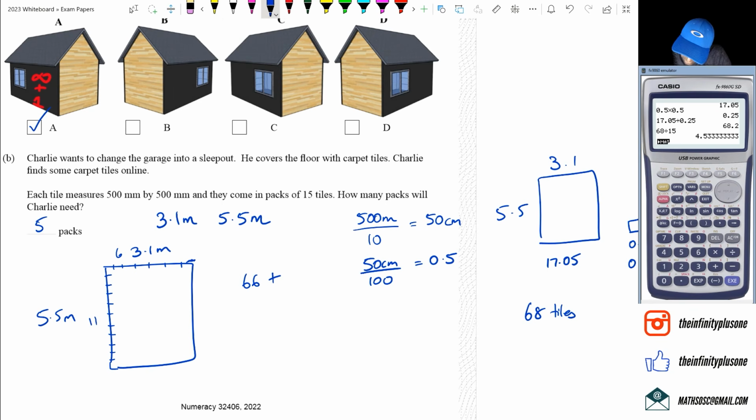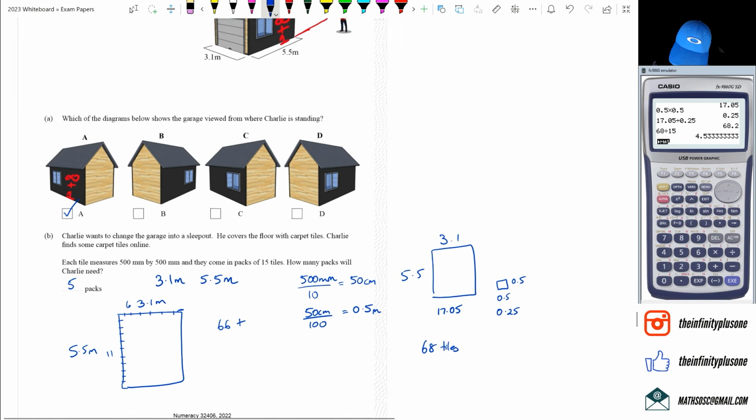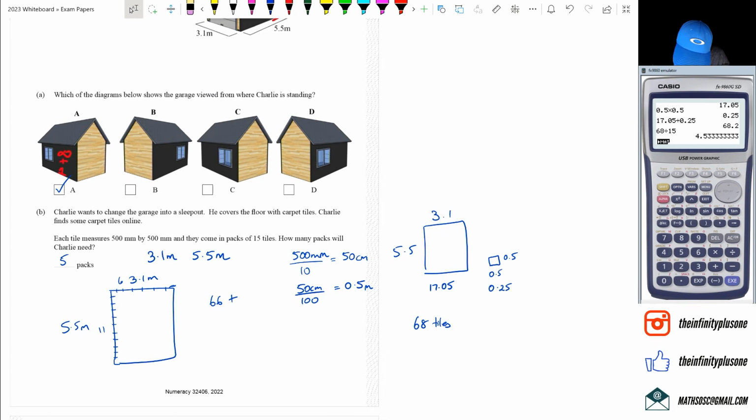I just noticed a little typo. 500 millimeters, that's fine. That's divided by 10 is 50 centimeters. Yeah, that looks good. 50 centimeters is 0.5 meters. That's fine as well. 3.1 meters, is that right? 3.1 and 5.5. Yep, that looks right as well. Carpet tiles. Yeah, I'm not sure why they decided to go with 6 packs, but you know what? We're going to go with 5 packs because it is accepted, and we're going to go with that.